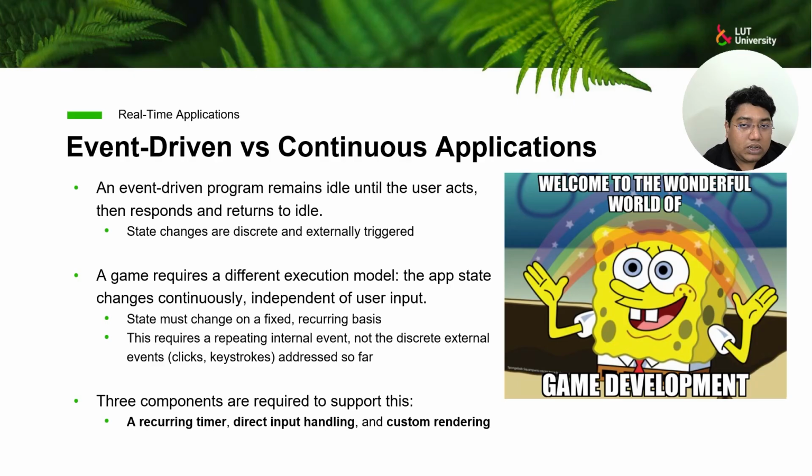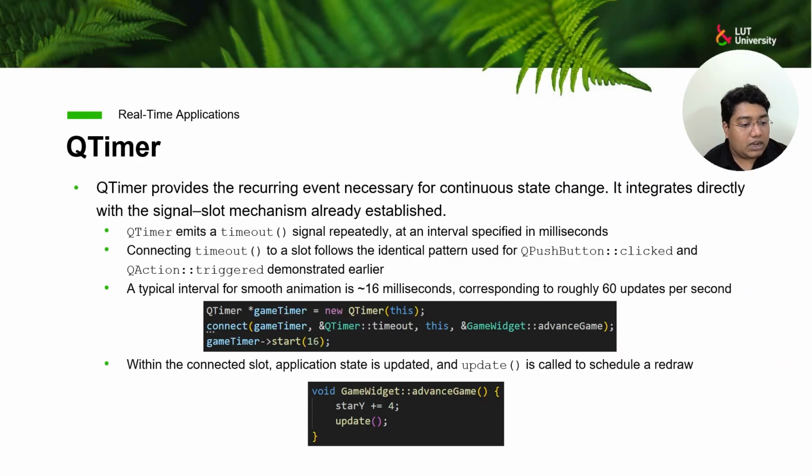Fortunately, we don't need to abandon Qt's event-driven architecture. Instead, we simply introduce one additional source of events. The source is a timer. Instead of waiting for a mouse click, a timer generates events automatically at regular intervals. For example, we might ask Qt to notify us every 16 milliseconds. That gives us roughly 60 updates per second. Each time the timer expires, it emits a familiar signal. The signal is called timeout.